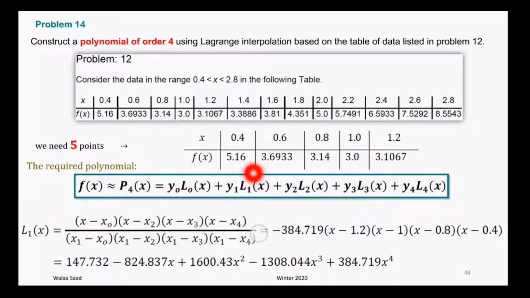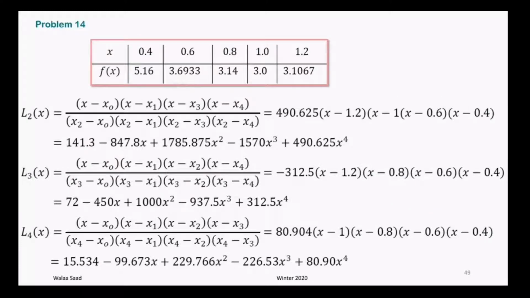In the denominator, we will use this time the 0.6. So the 0.6 minus 0.4, and then 0.6 minus 0.8 times 0.6 minus 1 times 0.6 minus 1.2. Multiply the numerator and deduce the constant of the denominator, and here, after doing this algebraic rearrangement, we will get the last line. Again, for L2, we will use the x2 in the denominator and the x minus all other values in the numerator, multiply algebraically and deduce the polynomials.